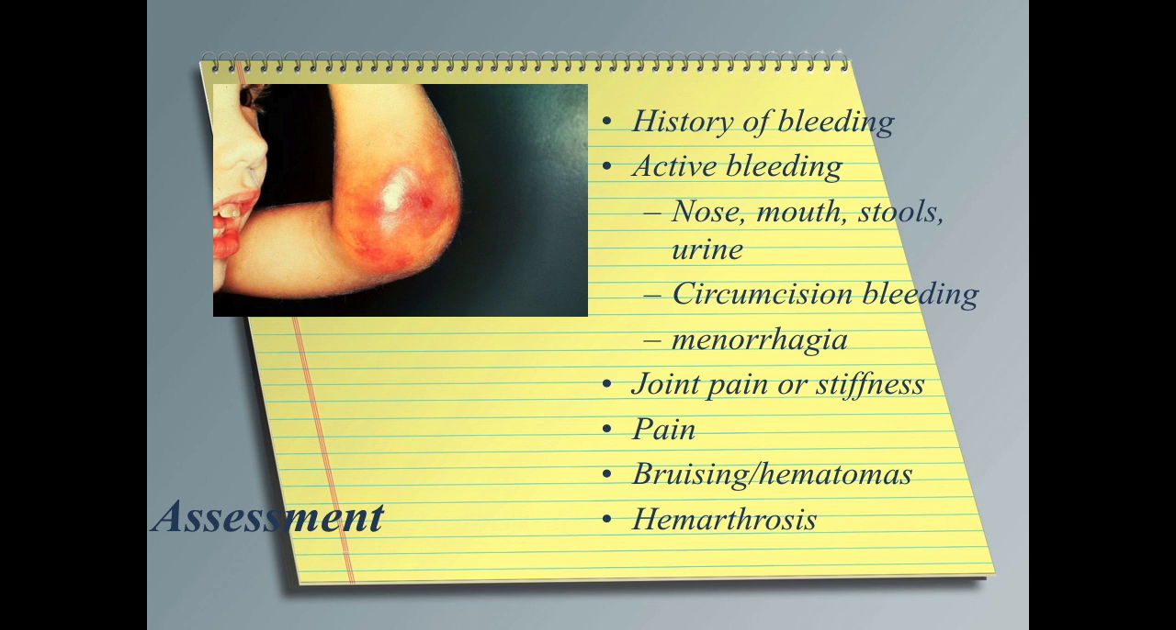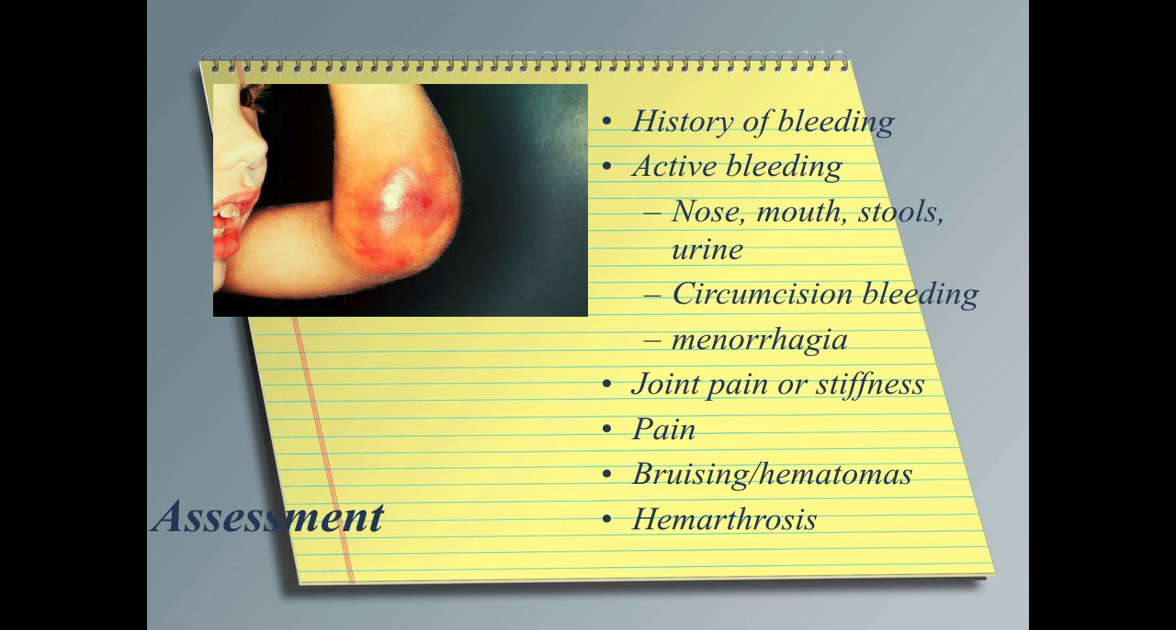When we do an assessment, there can be a history of bleeding. Because remember, if they have close to 50% of factor, the bleeding can be minimal, and when kids fall, they bruise and they bleed. So the parents might report that, I think that they do bleed a little bit more. They had more bruising than their siblings did. Then they can have active bleeding, and that's coming out the nose, the mouth. It can be in the stools, and it can be in the urine.